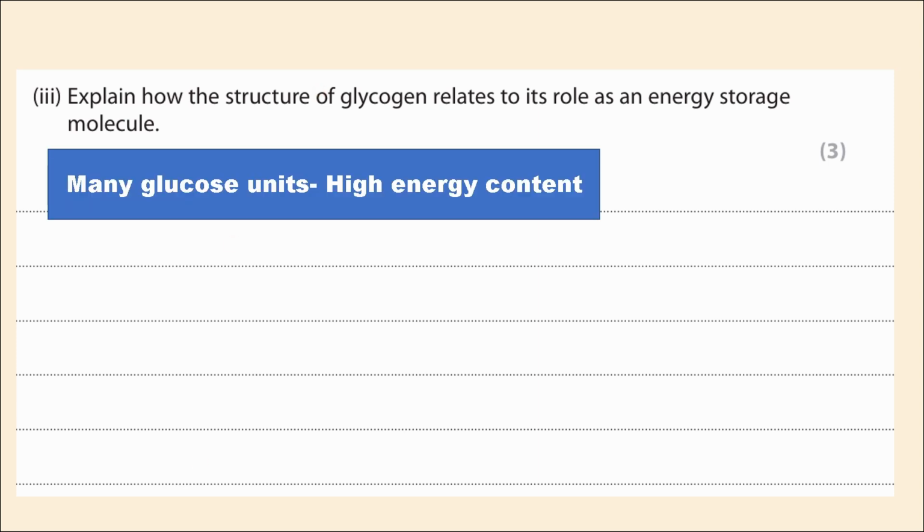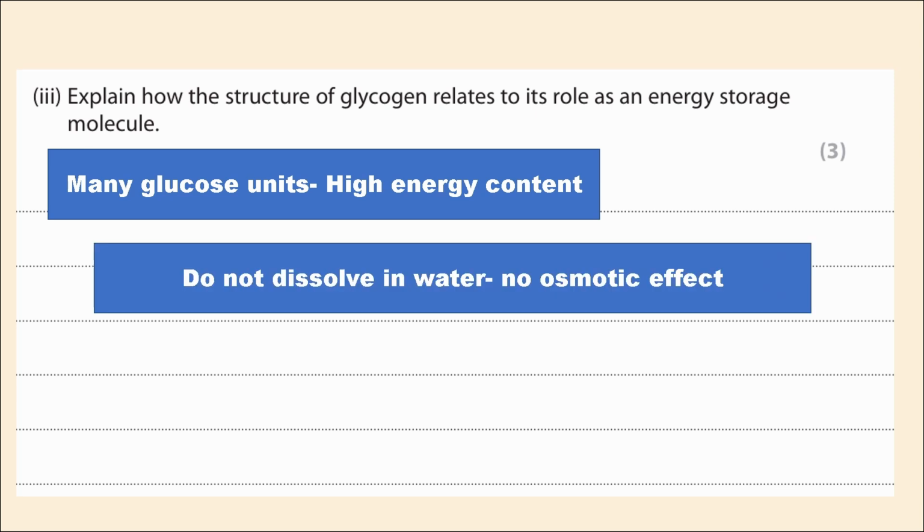Glycogen is made up of many glucose units, and glucose is the fuel for ATP production. So since it consists of many glucose units, it has a high energy content. Next, glycogen is insoluble in water, which means it does not have an osmotic effect. This is advantageous because storing glycogen in liver cells and muscle cells prevents any osmotic imbalance within those cells.